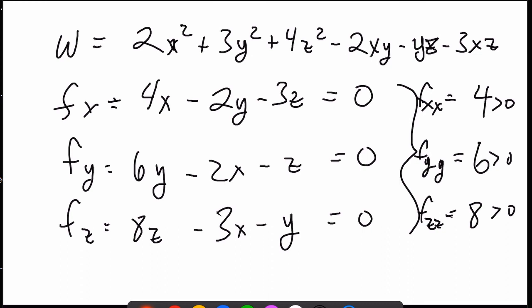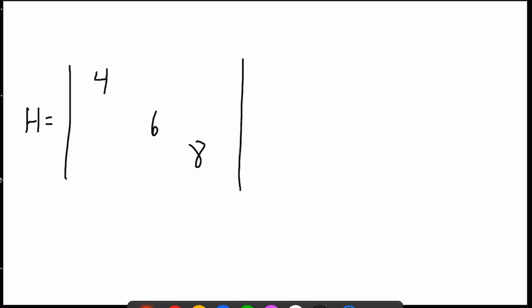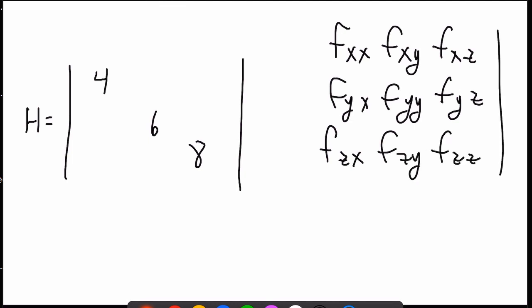What we want to do is build a Hessian. So we're going to take this now, and we're going to draw a Hessian. And these 3 numbers are going to be the principal diagonal of that Hessian. So the Hessian's going to be 4, 6, and 8, and then some other stuff. Remember, we get fxx, fxy, fxz, fyx, fyy, fyz, yes? fzx, fzy, fzz. And that's the Hessian.